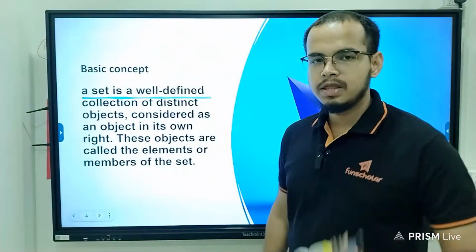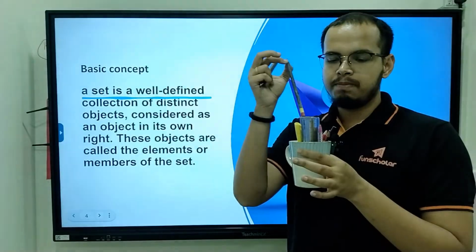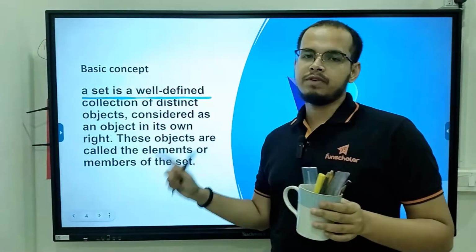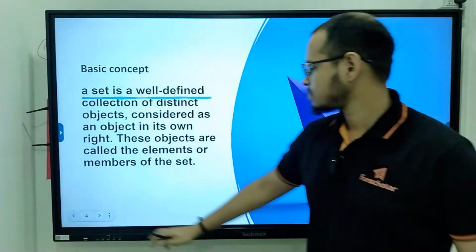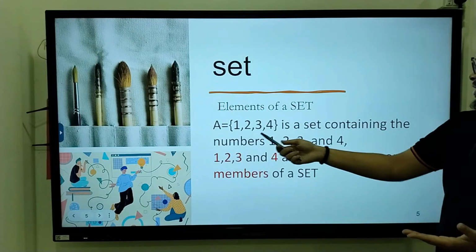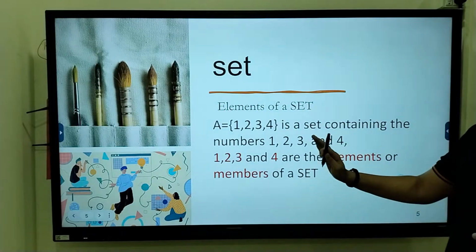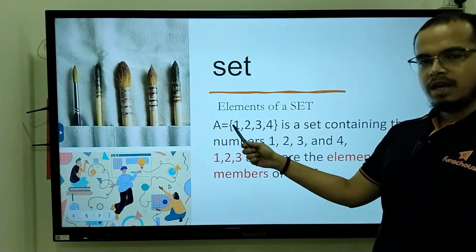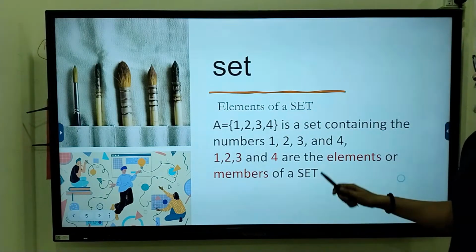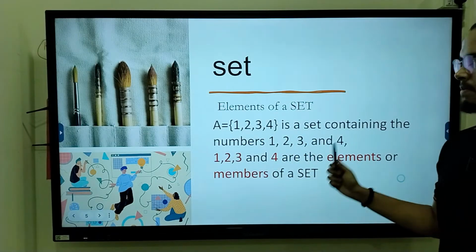So in this particular example that we just did, each one pen, each one pencil, each one ruler is an object or element of a set. Next, whatever, first we'll understand what this is telling us. Elements of a set. A is a set containing the numbers 1, 2, 3, and 4, where 1, 2, 3, 4 are the elements or members of a set.